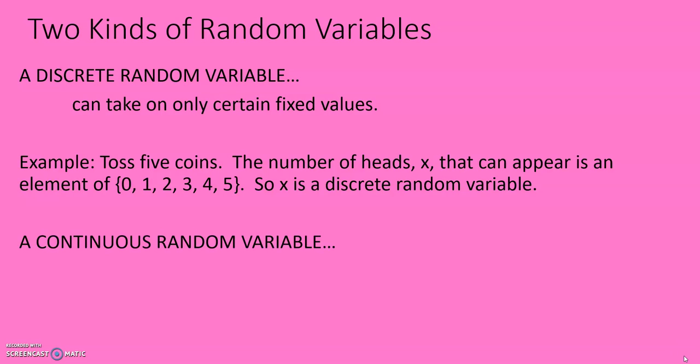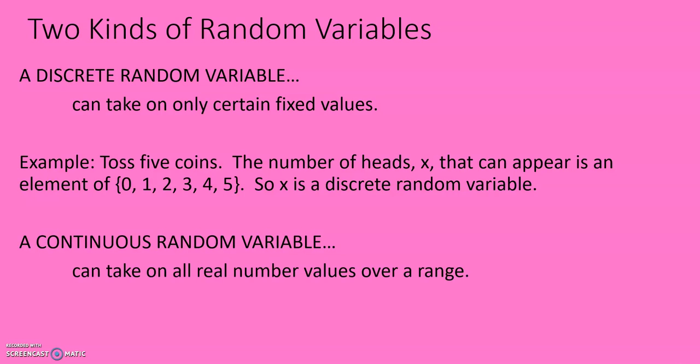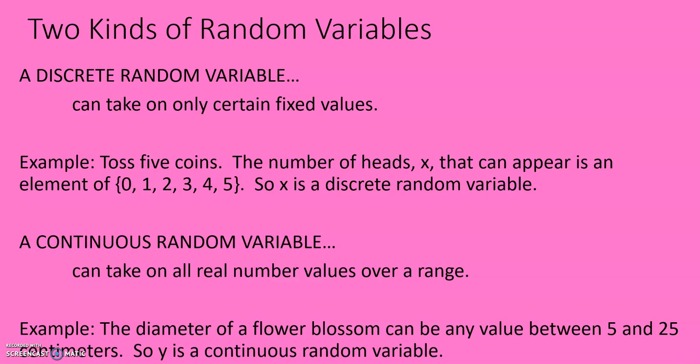A continuous random variable can take on all real number values over a range. Example, the diameter of a flower blossom can be any value between 5 and 25 centimeters. So y is a continuous random variable.